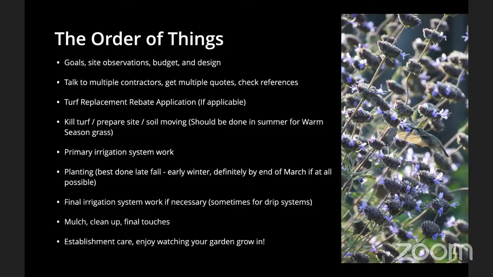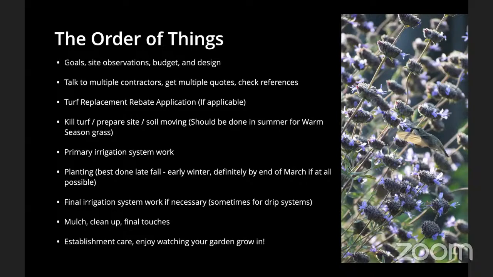Turf killing is best done in the warm season because that Bermuda grass can go dormant in the winter, and you won't know if it's dead or if it's just not growing back because it's dormant. If you can, kill the turf in the summer. Primary irrigation system work, anything you have to do with valves, piping, anything like that goes next.